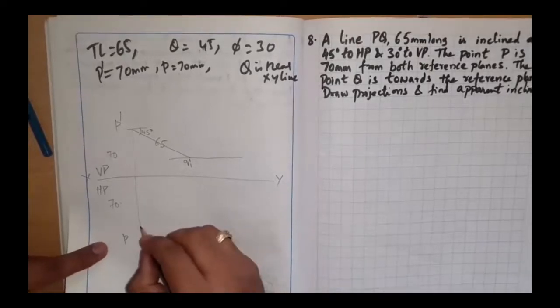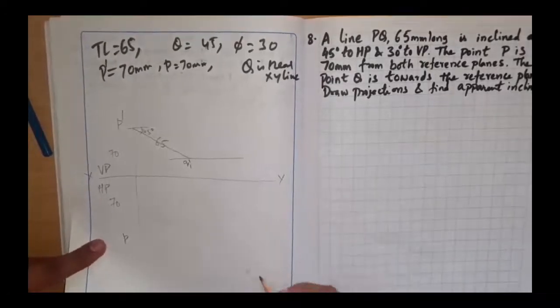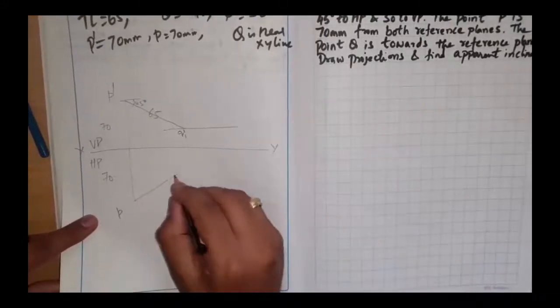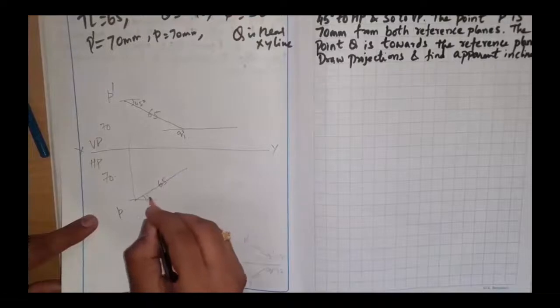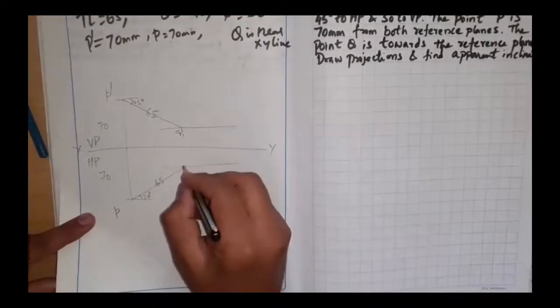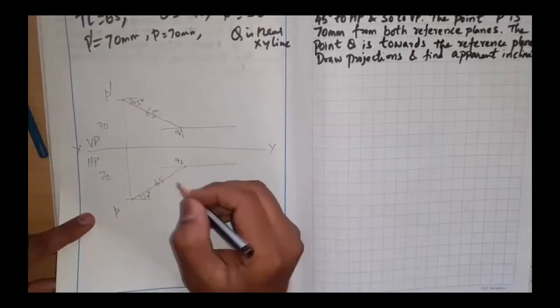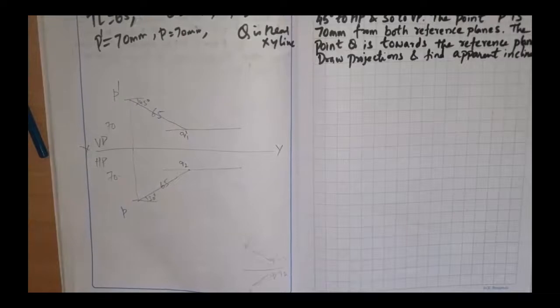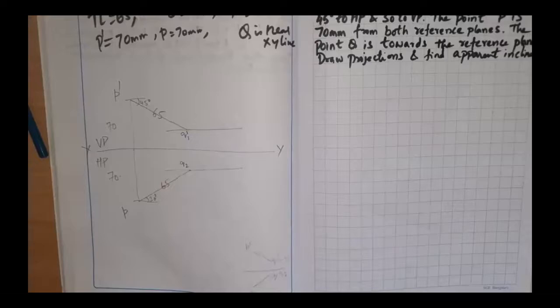Same way from P, Q is nearer to XY line somewhere here. So from here 30 degrees, 65 mm, I am going to mark Q somewhere here and name this as Q2. Both are 65 mm, which means it is the true length that we are marking.